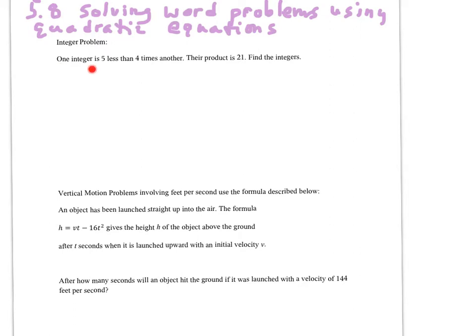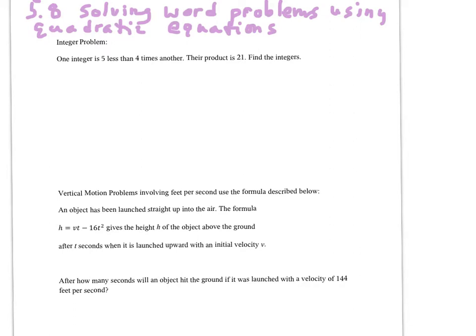First problem: one integer is 5 less than 4 times another. Their product is 21. Find the integers. The problems we've done before involved sums. So product is what's going to create the x squared term, which will make it a quadratic equation. So let's start by defining our variable.